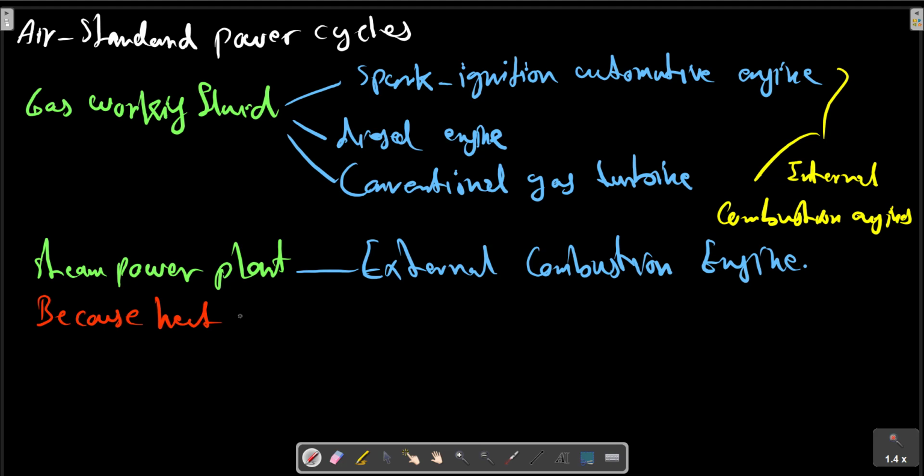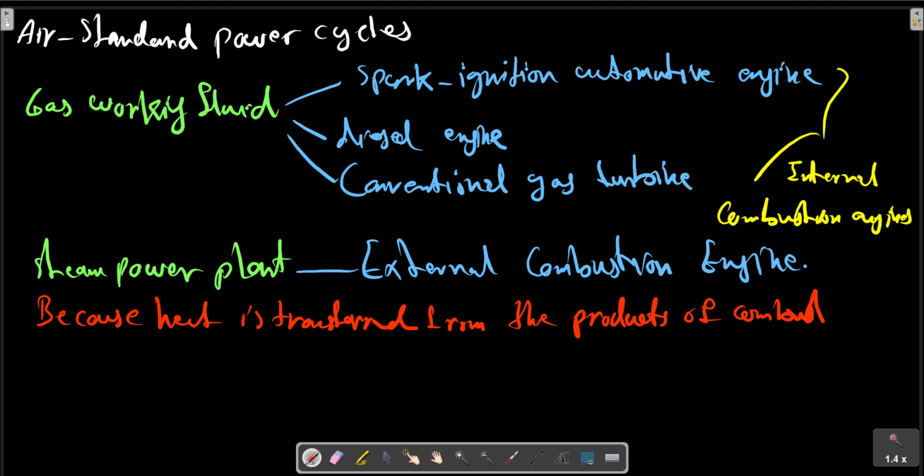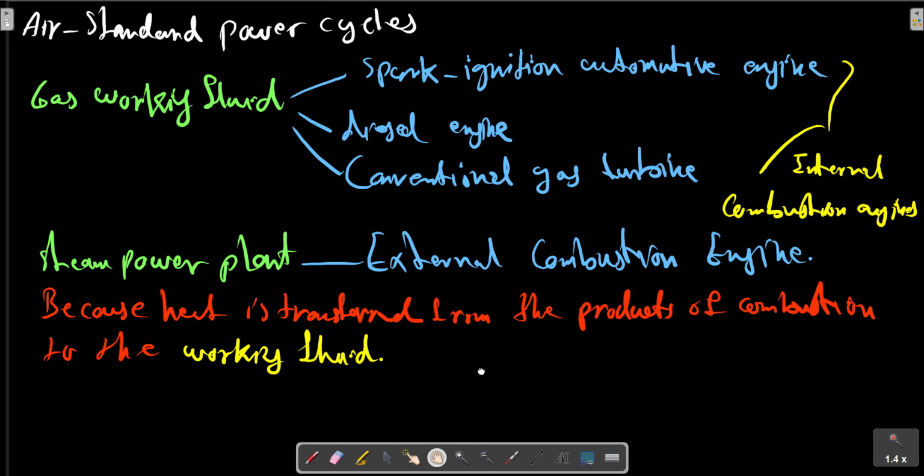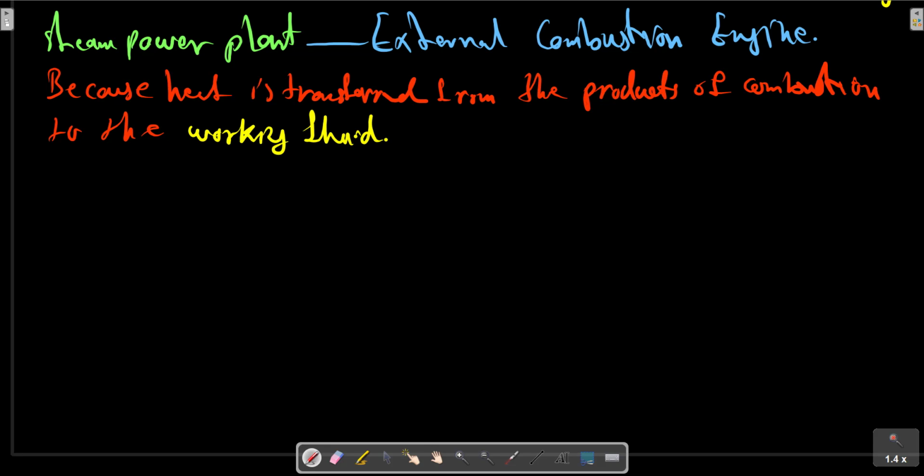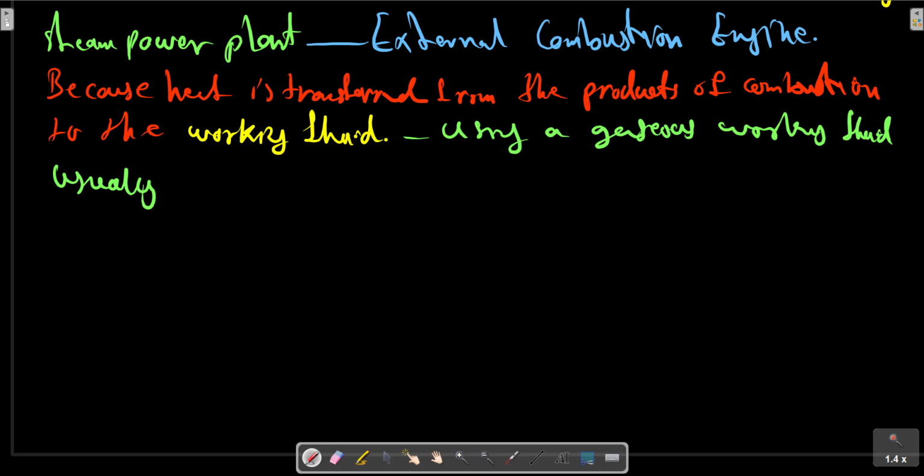There are also external combustion engines using a gaseous working fluid, usually air.